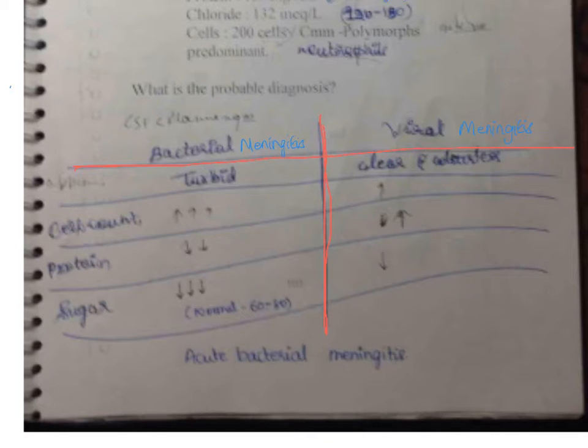So here in this viral case all have one arrow only, and in this case there are three arrows or two arrows minimally. Based upon that, correlating with these values, we get to know that this is the case of acute bacterial meningitis.